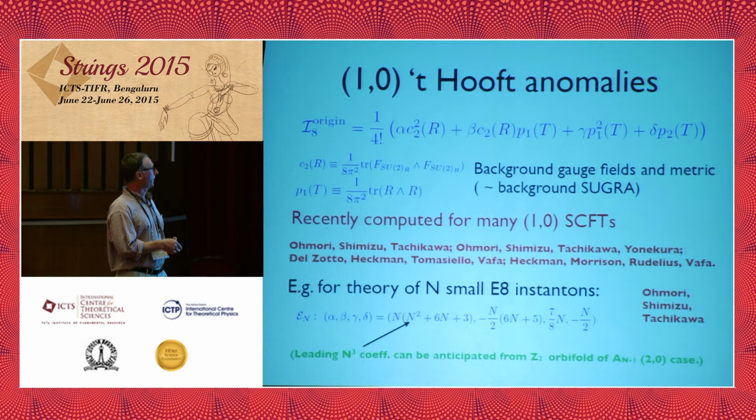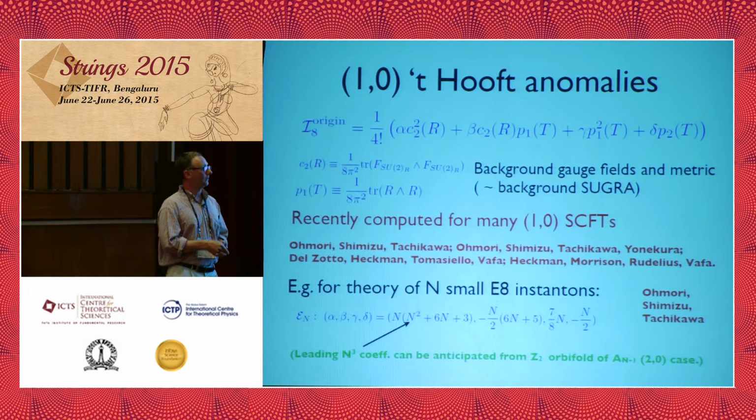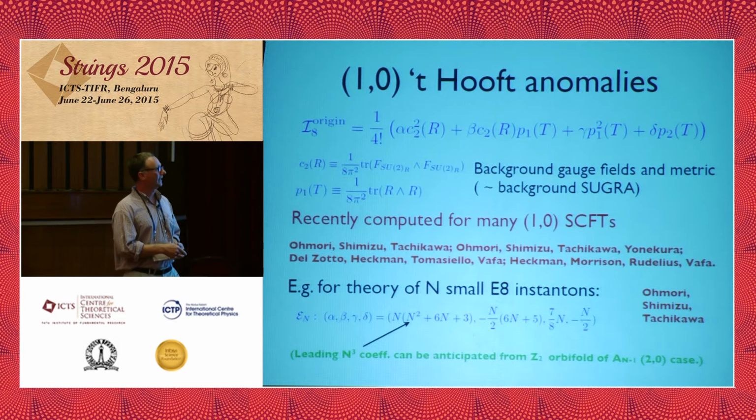So for example, for the theory of N small E8 instantons, they showed that these coefficients take these values. So the leading term in large N, this coefficient alpha, has a leading coefficient which is N cubed, and then there's some subleading N squared piece and order N piece. The fact that this coefficient alpha goes like N cubed could be anticipated from the Z2 orbifold of the 2,0 case.